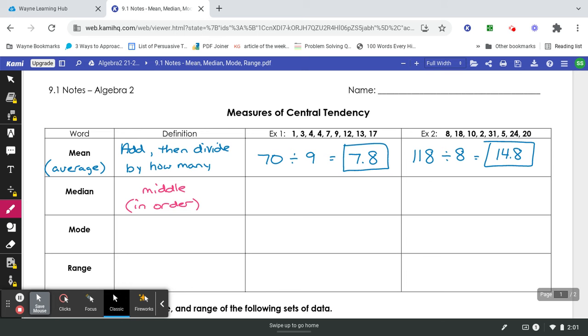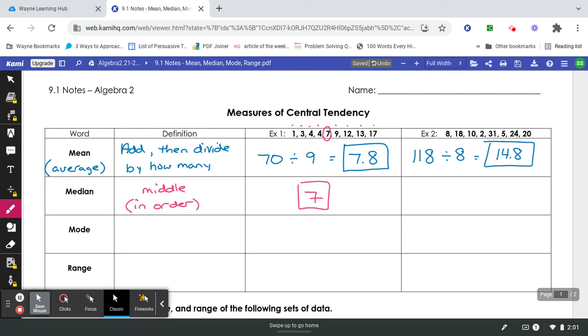So a couple ways I do this. I might just put a dot over the first one on the outsides. And now I've counted 2 numbers in, 3 numbers in, 4 numbers in, and so that puts that 7 right in the middle. Notice there are 4 numbers above it and 4 numbers below it. So your median is 7.